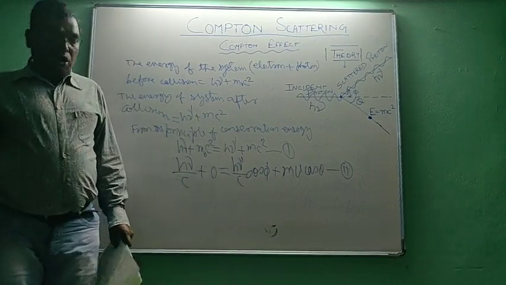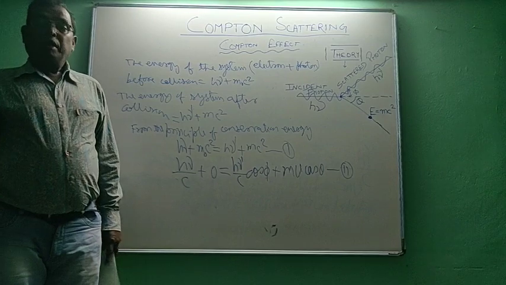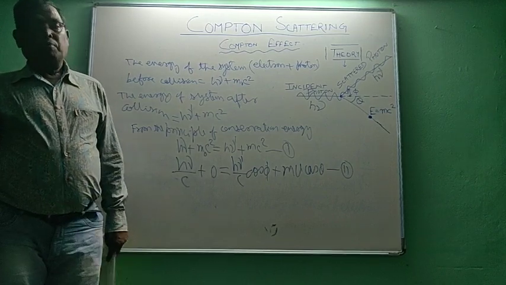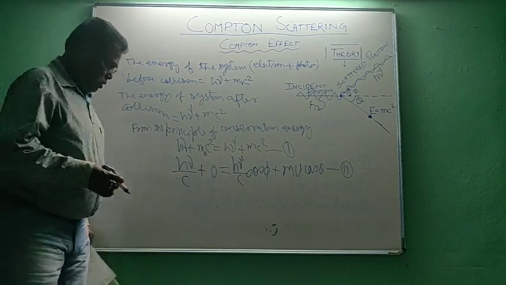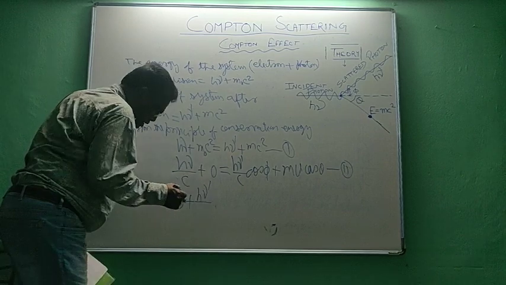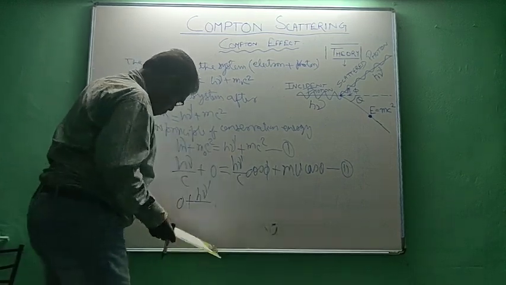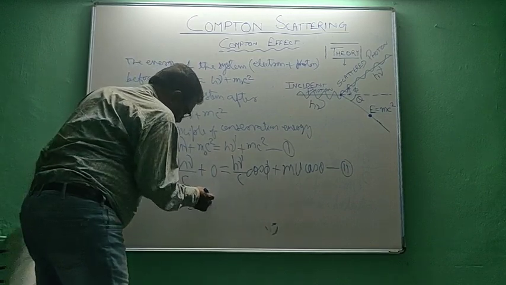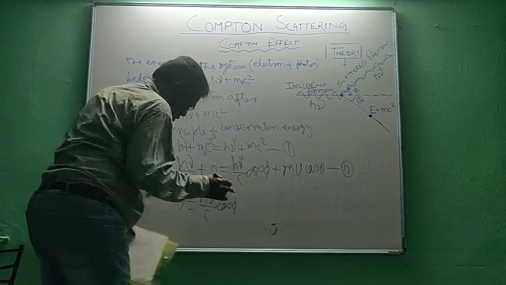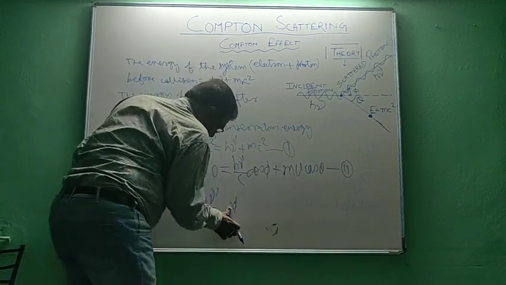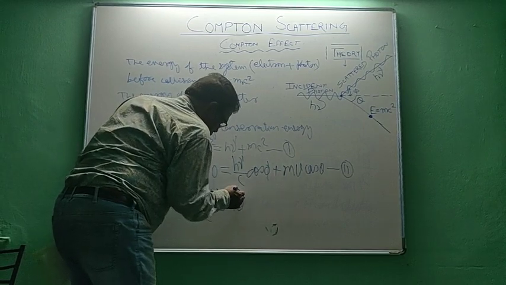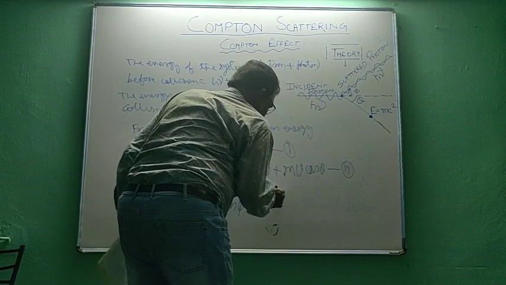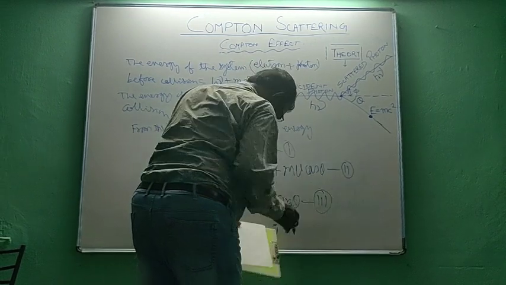Again, from the principle of conservation of momentum perpendicular to the direction of the incident photon, it will be 0 plus h nu dash by c sin phi minus m v sin theta. Let it be equation number 3.